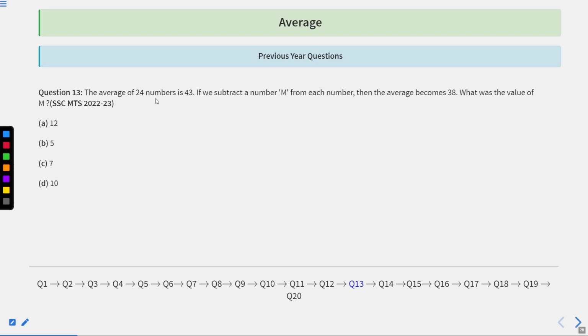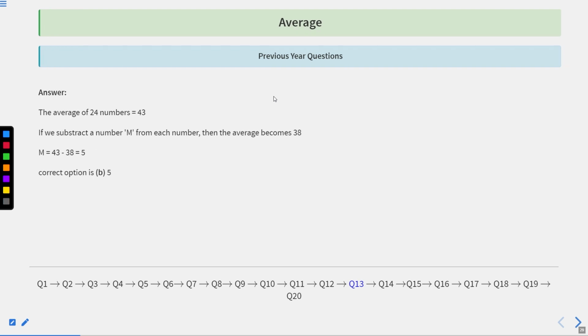The average of 24 numbers is 43. So 24 numbers are there and their average is given to us, that is 43. So if we subtract a number m from each number, then the average becomes 38. Then what is the value of m? So in this question, we have 24 numbers and their average is 43. And each observation is subtracted by some number m. So the average became 38. So what is the value of m here? That is what we are interested in.